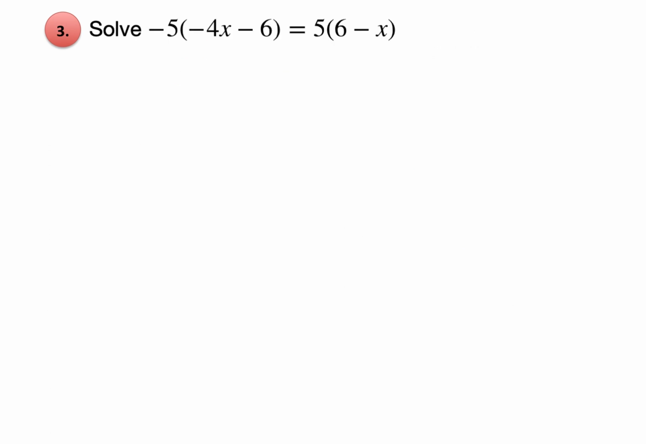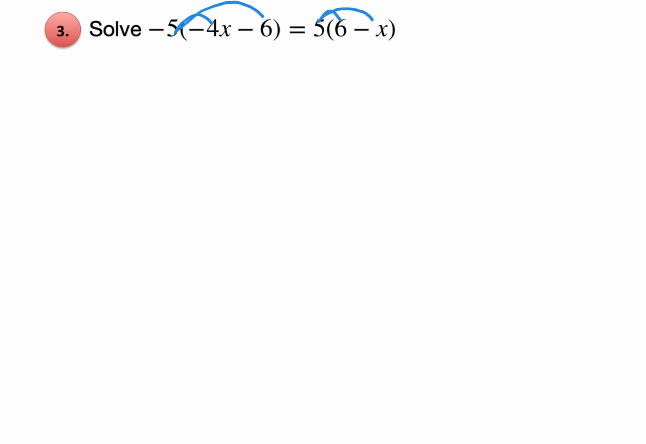Now taking a look at example 3, we've got negative 5, and then in parentheses negative 4x take away 6, is equal to 5, and then in parentheses 6 take away x. Hopefully now you're seeing that we have to expand our brackets before we can start solving this one. So we have to multiply negative 5 times negative 4x, and we've got to multiply negative 5 times negative 6. We've got to multiply 5 times 6 and 5 times negative x.